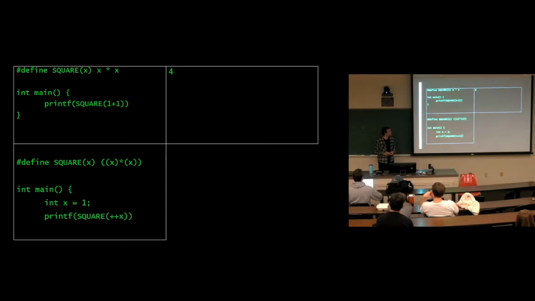Four? Who says 4? Who says 5? Who says 6? No one says 6. I'll say it. Okay. Remember that macros just do text substitution. So if you take the square of ++x, that's going to evaluate to ++x times ++x. Do you see how this increments x and then puts it here?